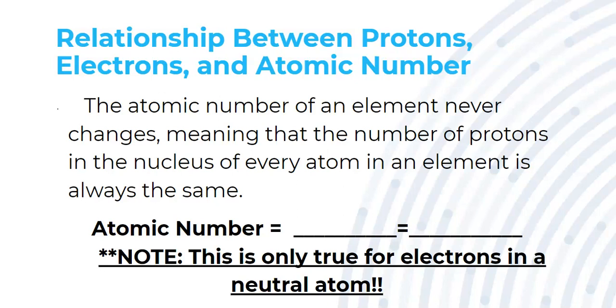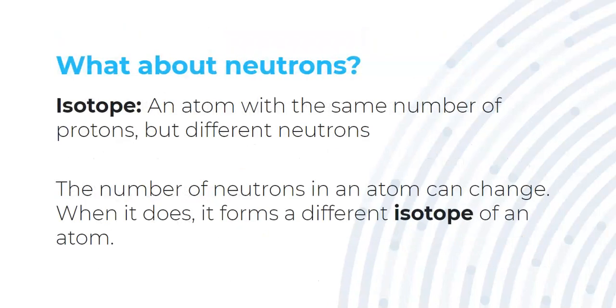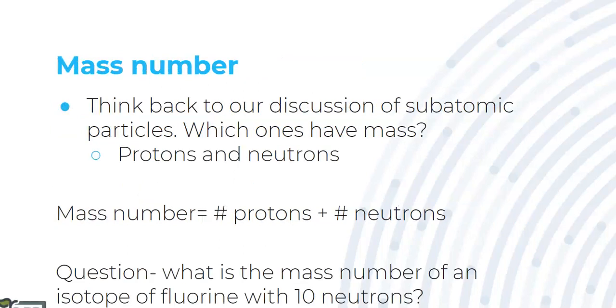a neutral atom. Now, neutrons are a little bit more complicated because for any given element, we have multiple isotopes. So an isotope is an atom with the same number of protons, but a different number of neutrons. So the number of neutrons in an atom can change, and when it does, it forms a different isotope of an atom. Now, how are we going to figure these out if they can change all the time? We're going to use something called mass number.